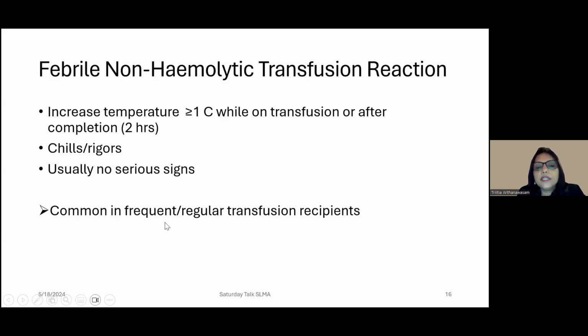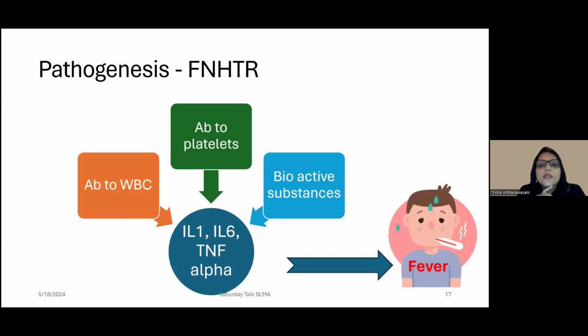This is common in frequent or regular transfusion recipients like thalassemia or myelodysplastic syndromes, where they are regularly exposed to donor antigens, where they form antibodies. So it is good to know the pathophysiology or pathogenesis, how it is happening. The main feature here is fever. How does fever occur? This is not a disease. Fever is a kind of alarming sign given by the body due to the activation of interleukin 1, 6 and tumor necrosis factors, which are the main contributors.